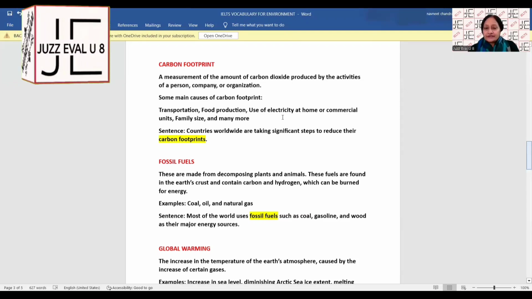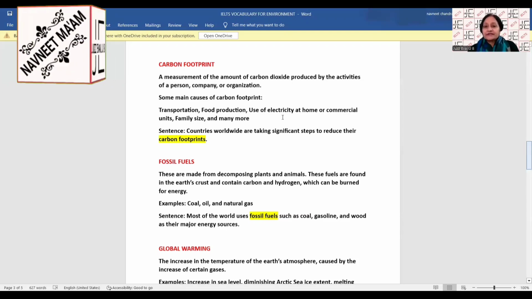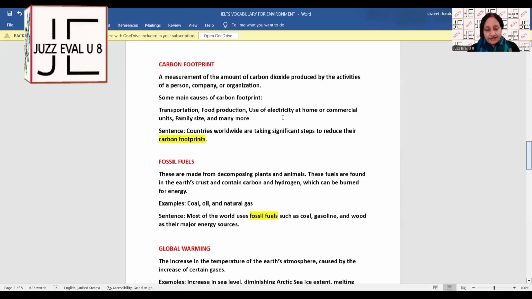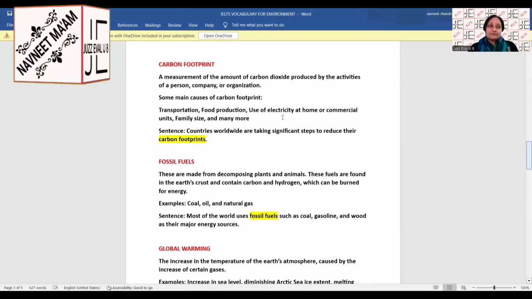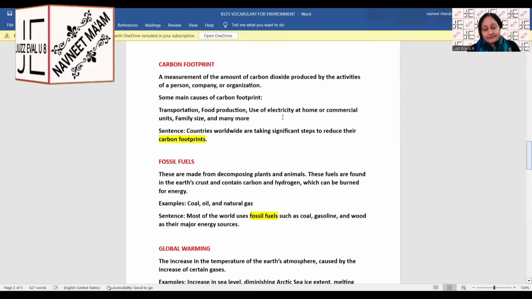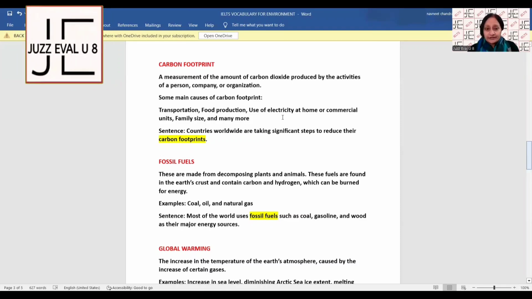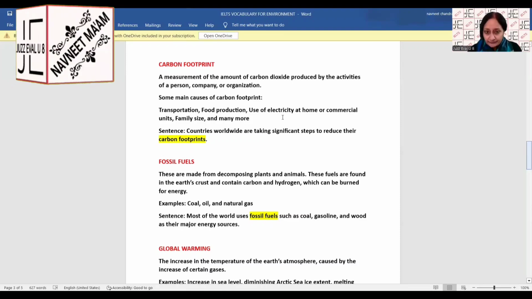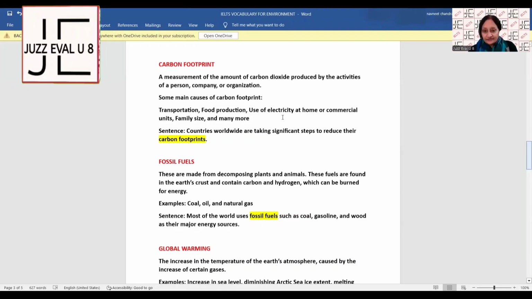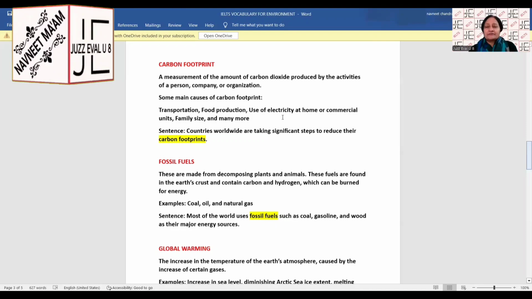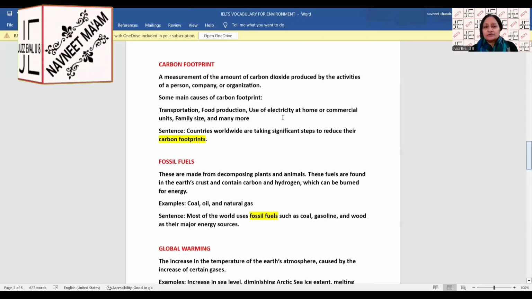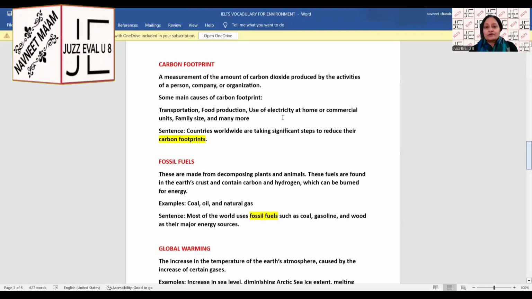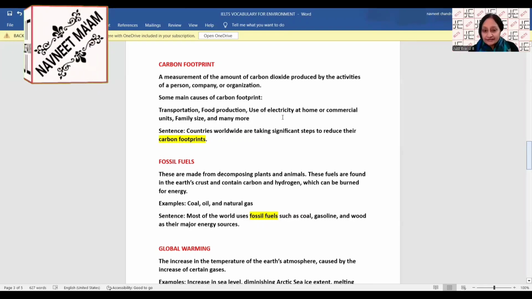So, the sentence is: countries worldwide are taking significant steps to reduce their carbon footprints so that pollution on the earth becomes less. Next is fossil fuels. These are made from decomposing plants and animals. They are found in the Earth's crust. So these are the normal traditional fuels that we are using, that is coal, oil, natural gas.